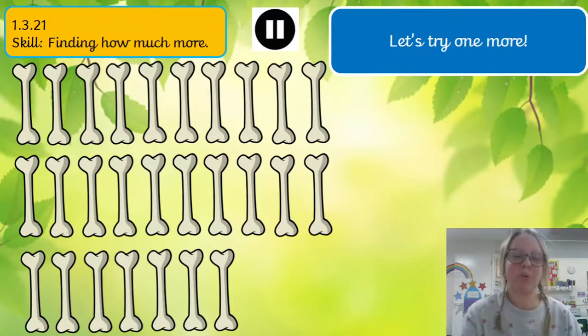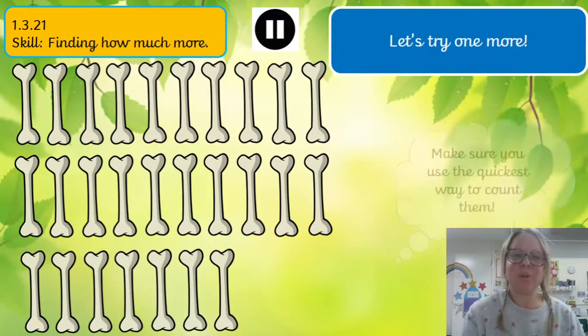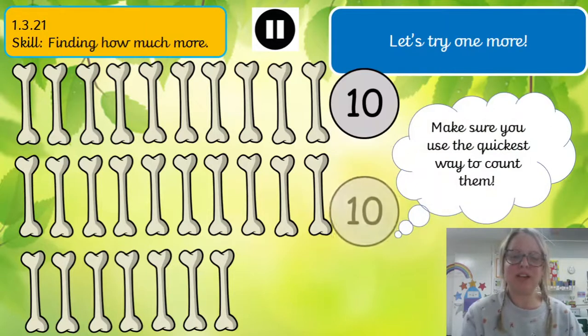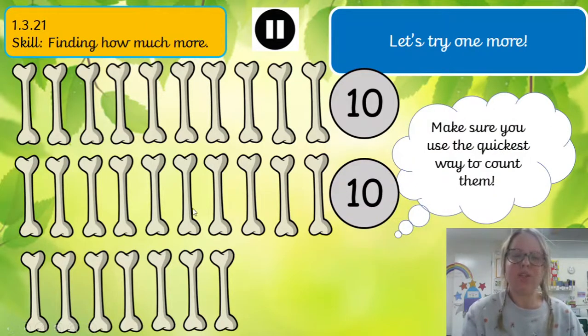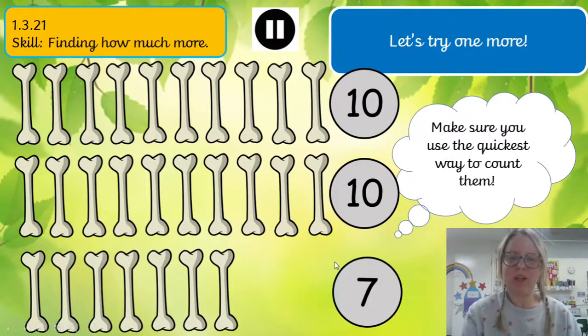Let's try one more. So again, we know that these 2 rows, they are 10. So what's 10 and 10? 20. Now we need to count the 1s. Let's see how many 1s there are. 1, 2, 3, 4, 5, 6, 7. There are 7 1s. So how many bones are there all together?